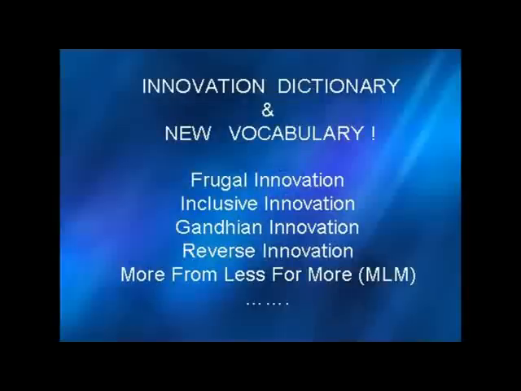Now, if you look at the innovation dictionary, there are words that now come in this dictionary which did not exist 5 years ago. What are those? One is frugal innovation. Many people talk about it now. Second is inclusive innovation. The third is Gandhian innovation. In fact, I was responsible for coining it. The fourth is reverse innovation. And the other one is more from less for more. And I'll explain what this means.